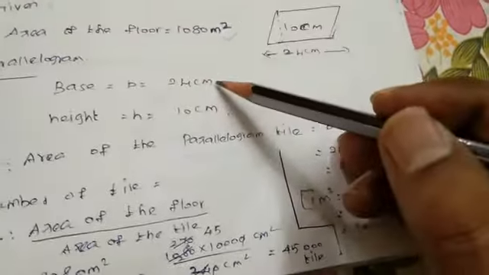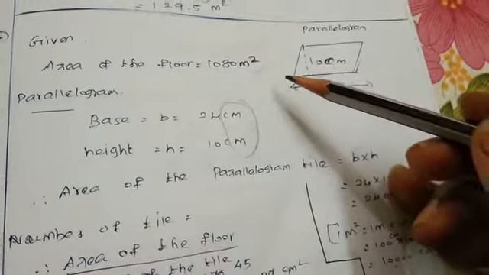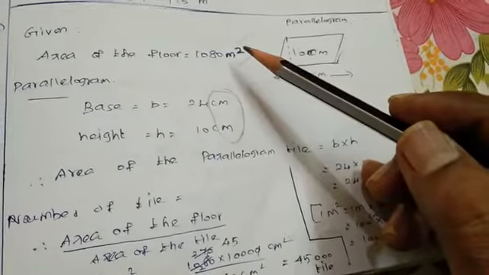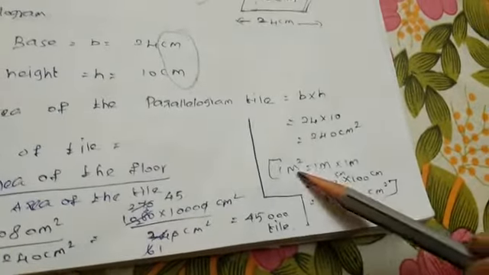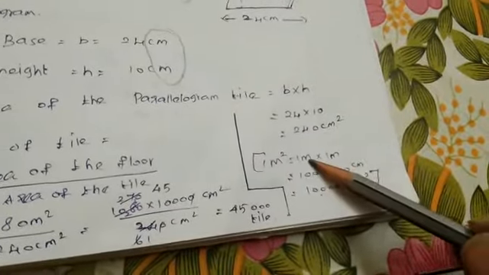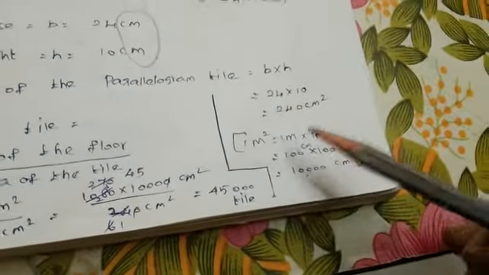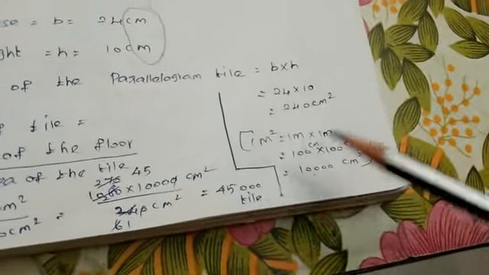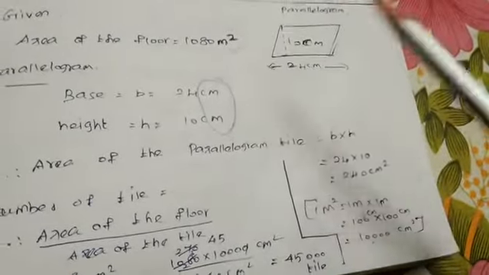This is important. Why? Here the tile is small, so it's in centimeter form, but our room is bigger, so it's in meter form. But anyway we need to use the same unit. So change your meter into centimeter. Meter square means meter into meter, 1 meter into 1 meter. For a single meter we have 100 centimeter. That means 1 meter square is equal to 10,000 centimeter square. So to change meter square into centimeter square, we need to multiply by 10,000.